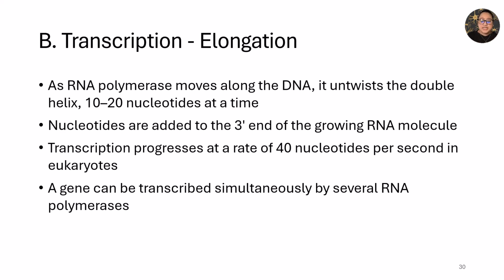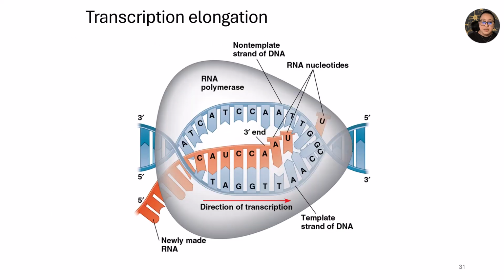And transcription can go at a rate of 40 nucleotides per second in eukaryotes. One gene can actually be transcribed simultaneously by several RNA polymerases. Say it's an important gene for an important enzyme that you need a lot of. That gene can be transcribed by a bunch of RNA polymerases at the same time because they're like, we need this recipe now. Let's have 5 different chefs making this recipe because we need it. And so this is elongation.